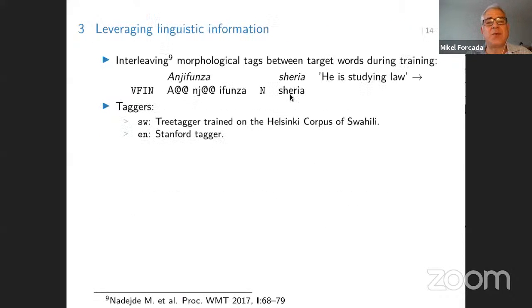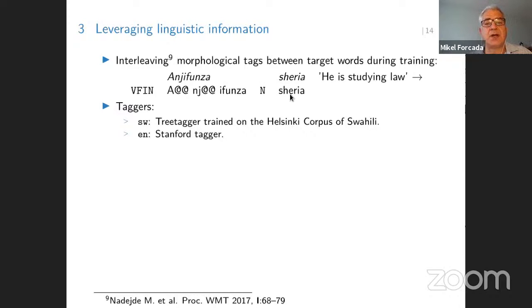Okay, so I'm going to also show you another thing we leveraged. We had some linguistic resources for Swahili. We were lucky to have that, and for English. So we used interleaving of morphological tags between target words during training. So during training, we just insert morphological information in the training sentence, as in the example.